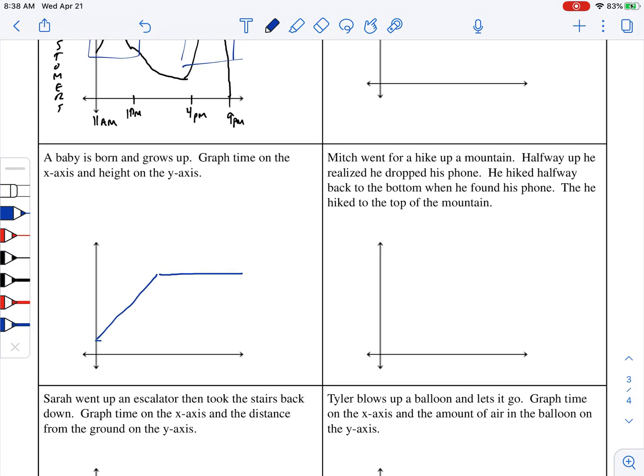Okay, now I want you to go ahead and draw a sketch for each of those and complete this worksheet for lesson 18.